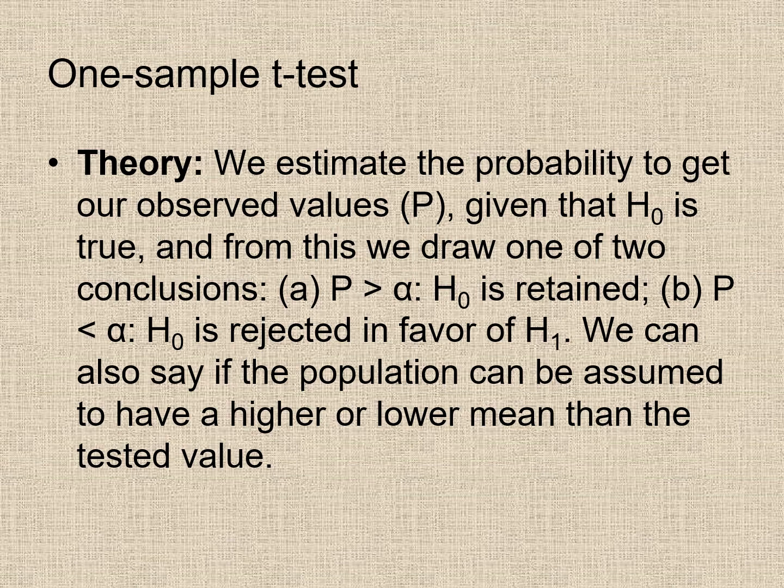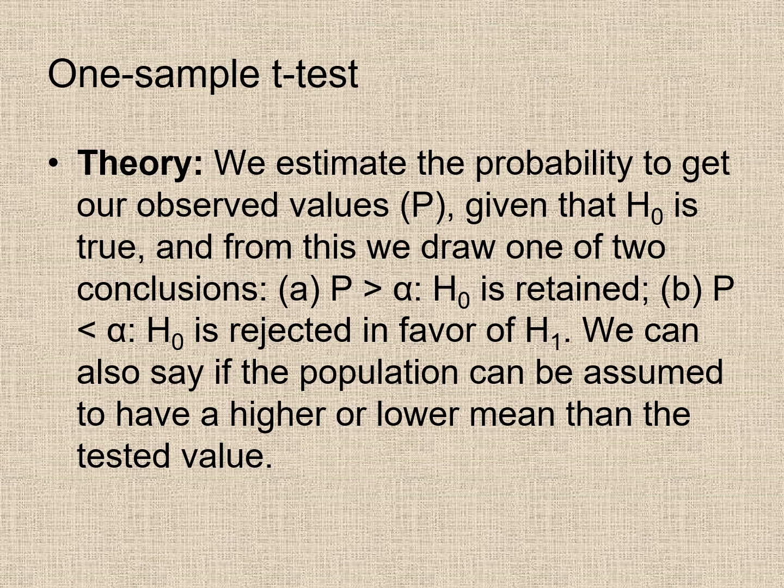So if the population mean actually is 10, what is the probability of getting samples of this size with a mean that deviates this much from the tested value 10? So we calculate this value. That's our p-value, the probability of getting our data if the null hypothesis is correct. And then we compare the p-value with our significance level, in our case always 0.05.